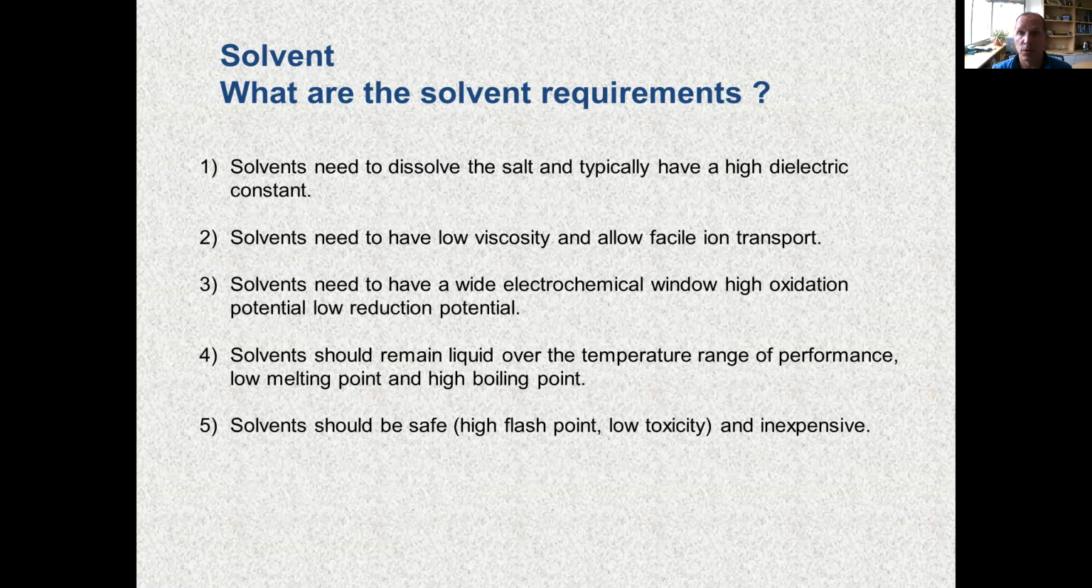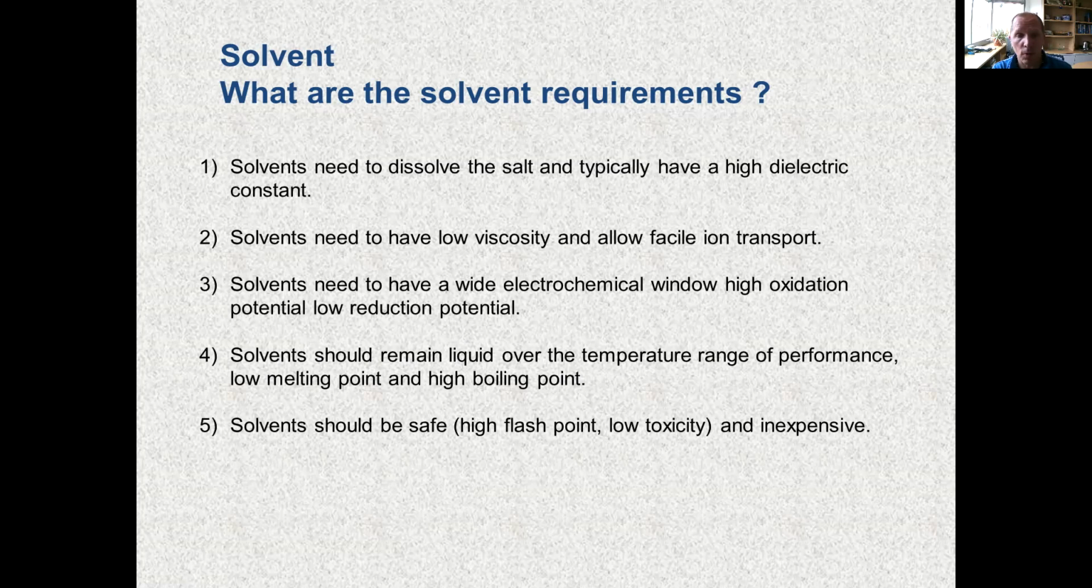Of course, going back up to our high dielectric constant, basically these solvents must be polar aprotic solvents. We can't have any protic solvents such as alcohols. We need to have the absence of protons available because they would react on the surfaces of the electrodes. The other thing is solvents should remain liquid over the temperature range of the performance. So basically you want to have a very broad melting point and boiling point range for these solvents.